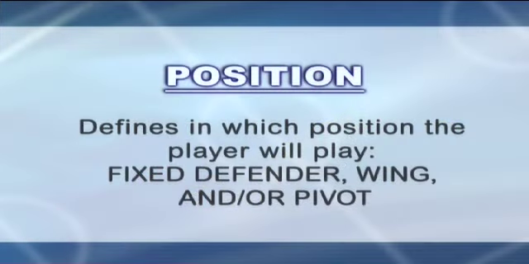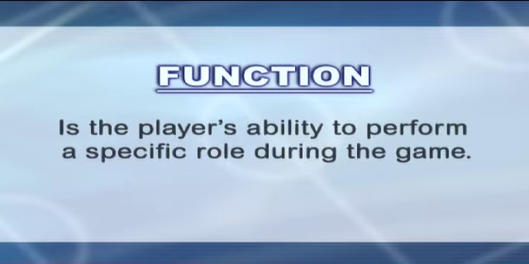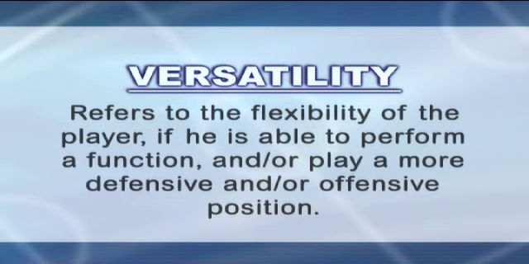Position defines in which position the player will play: fixed defender, wing, and/or pivot. Function is the player's ability to perform a specific role during the match. Versatility refers to the flexibility of the player, if he is able to perform a function and/or play a more defensive and/or offensive position.